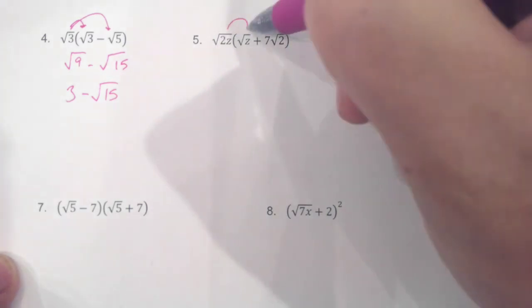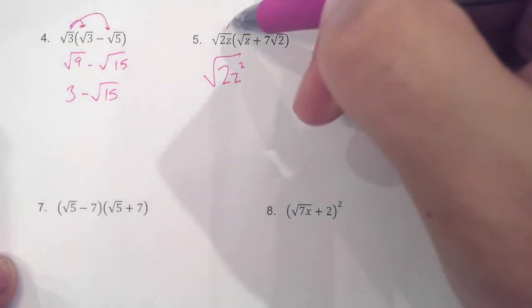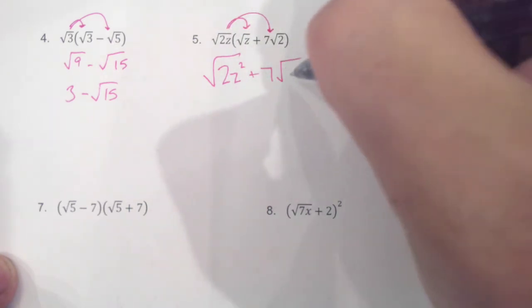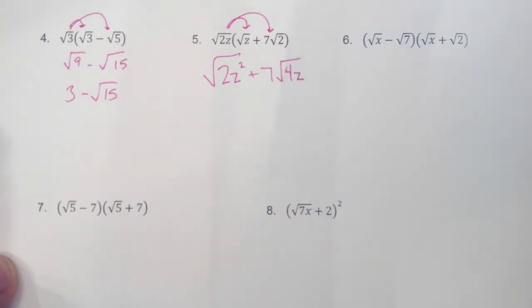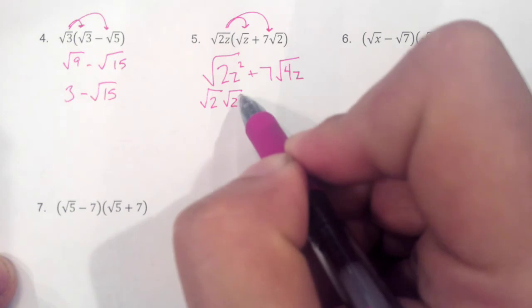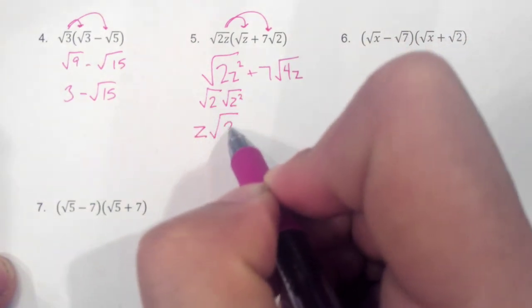Number 5, 2z times z is 2z squared. This one, we'd have the 7 outside. 2z times 2 is 4z. Simplify the pieces, so we'll separate them. Square root of 2, square root of z squared. The square root of z squared is z times the square root of 2.